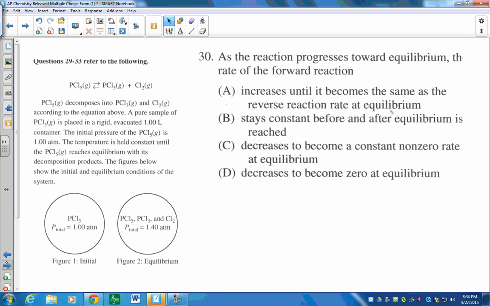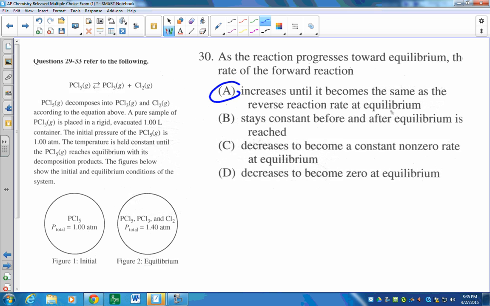Let's figure out what I'm doing here. Now, picking this up, as the reaction progresses towards equilibrium, the rate of the forward reaction increases until it is the same as the reverse reaction at equilibrium. I think that's true. It stays constant before and after equilibrium is reached. No, it's constant after equilibrium is reached, not before. It decreases to become a constant non-zero rate at equilibrium.